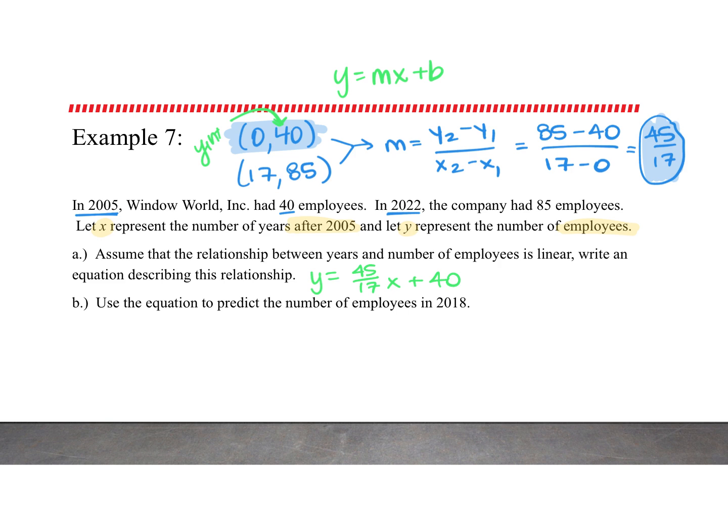Part B: use the equation we just created to predict the number of employees in 2018. Now keep in mind, x represents the number of years after 2005. So we need to find the difference between 2018 and 2005. And that's the x that we're going to plug in. So we're going to be plugging in 13. So y equals 45 over 17 times 13 plus 40.